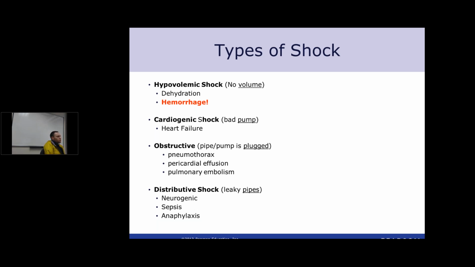Obstructive. So this is when you've got something plugging up your pipes, right? So a pneumo is causing a backup so that you don't have any preload, right? Pericardial effusion does the same thing. Pericardial effusion leads to what? One of the T's? Tamponade? And why is tamponade bad? What happens to your blood pressure in tamponade? Yeah, why does it go down?